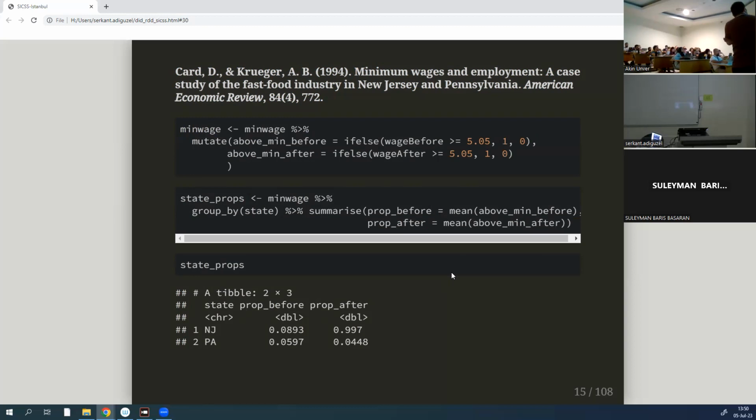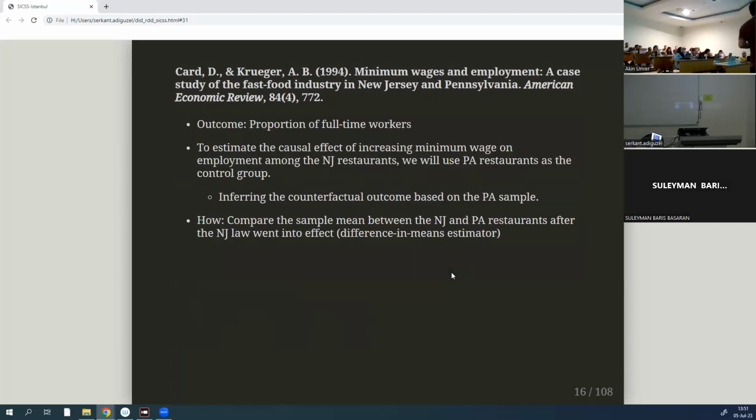Just look at here, New Jersey: almost 100% of restaurants in New Jersey are now offering more than $5.05, while in Pennsylvania almost nothing, like 5% of restaurants are offering, because why? In Pennsylvania, this is not the law, right? So it is clear that New Jersey restaurants comply with the law, so this is fine. So now at least we can actually compare them.